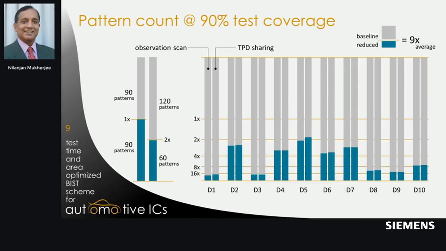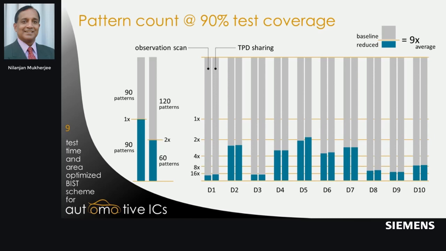The first set of bars on the left side shows how to read this graph. If the pattern count for baseline and observation scan are the same, the length of the gray and blue bars will be the same. On the other hand, when the pattern count for observation scan is 2x less than the baseline, the gray bar is twice as long as the blue bar.